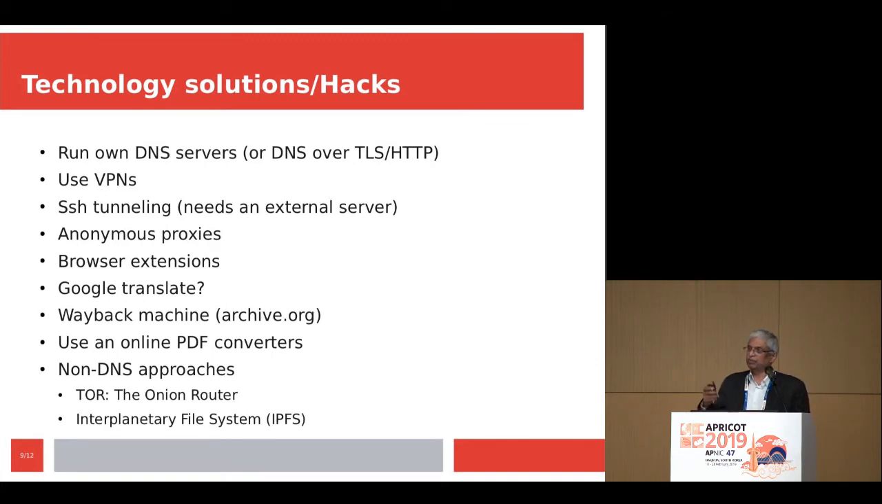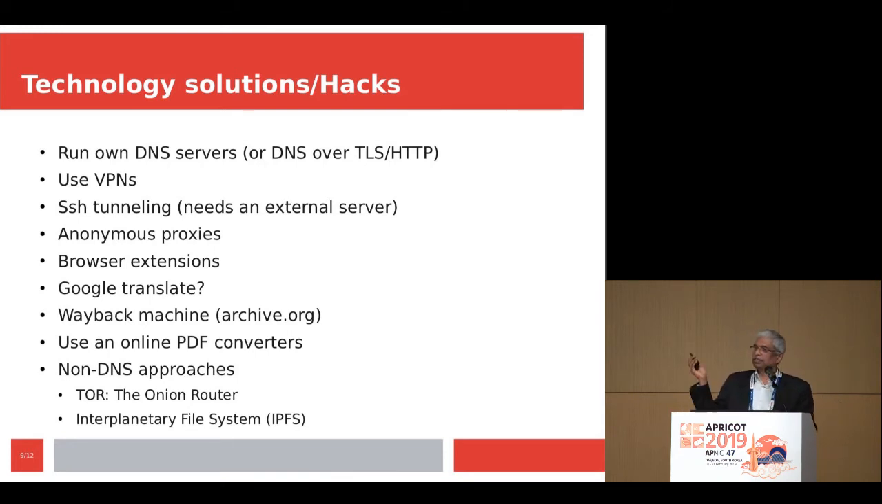Tunneling of SSH. If you have a server outside somewhere, then you can tunnel your machine through that using SSH. It is pretty simple on Linux, but you need a server out there that is not affected by the actual blocking. Anonymous proxies, browser extensions, Google Translate. Now this is an example of a hack. Now nobody bans Google. So if you have the URL of a banned site, stick it into Google Translate and translate into a language that you know, and you will get the content there.